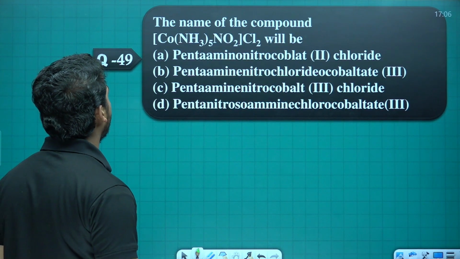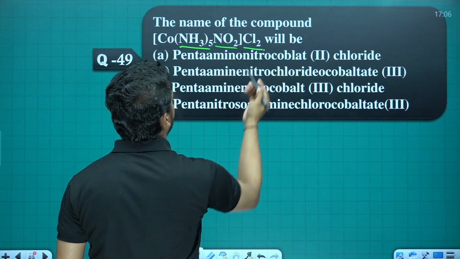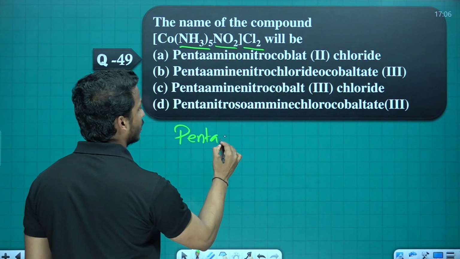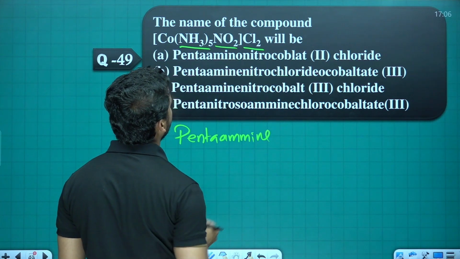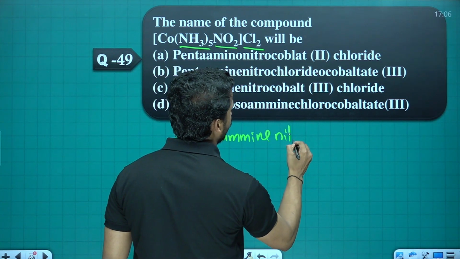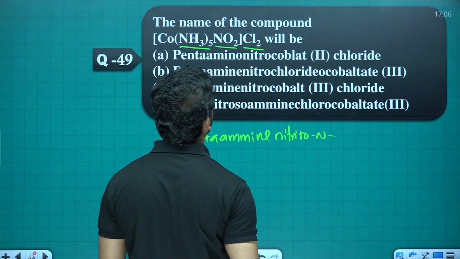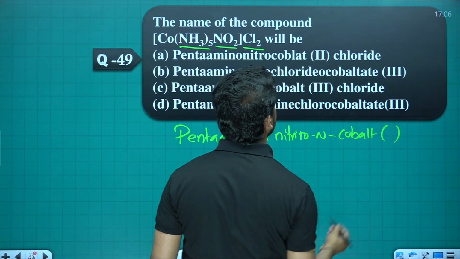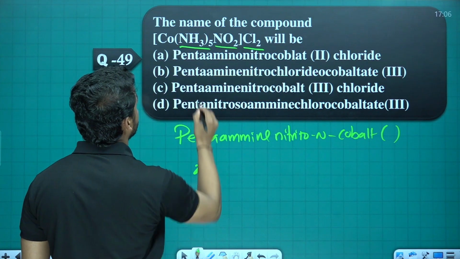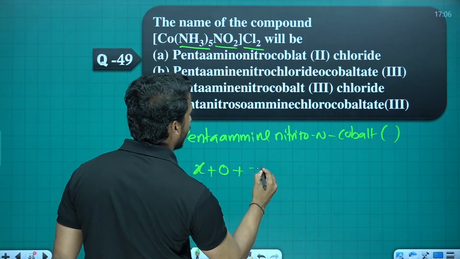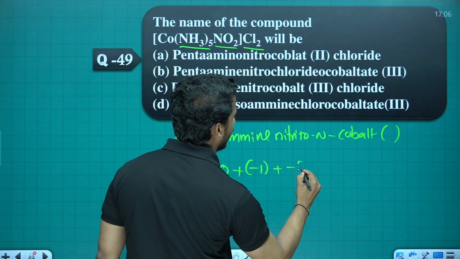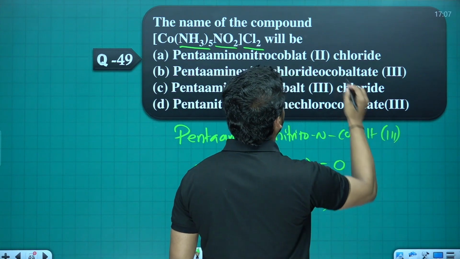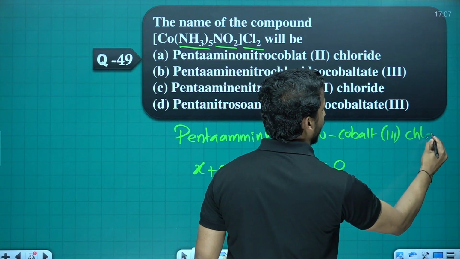Now the name of the compound is, amine is there, nitrito is there, chlorine is there. Okay, let's start. Pentaamine, right? Total 5 amines are there. Pentaamine, and nitrito. What is NO2? Nitrito N or nitro. Then who is the metal? Cobalt is the metal. What is the oxidation state of cobalt? Cobalt X. Amine 0. NO2 charge -1. 2 chlorine charge -2. Overall is 0. X is equal to what? +3. So 3, and outside we have chlorine. So we can write chloride.